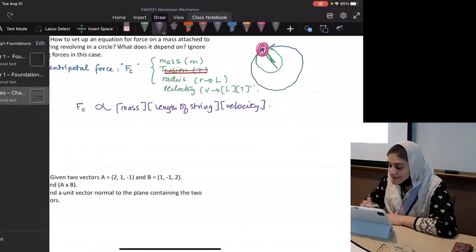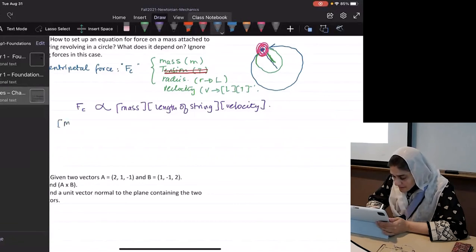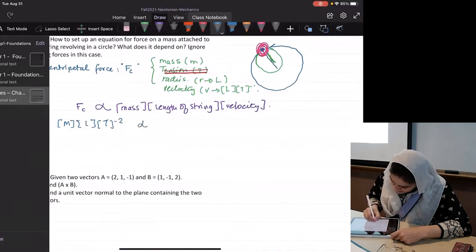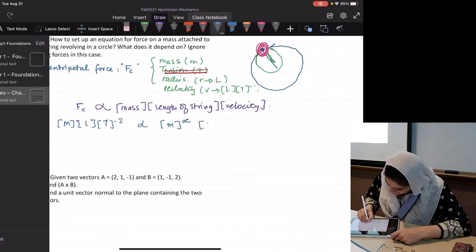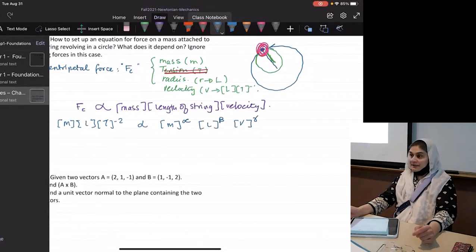So now let's convert this. So force on this side, anyone want to tell me what it was from just a minute ago when I told you? M L T to the negative 2 proportional to M alpha L beta, and velocity is V gamma. Why do I write alpha beta gamma? Because I do not know how these are related.